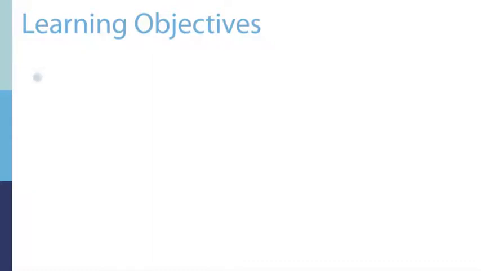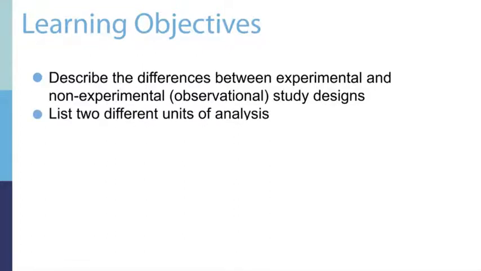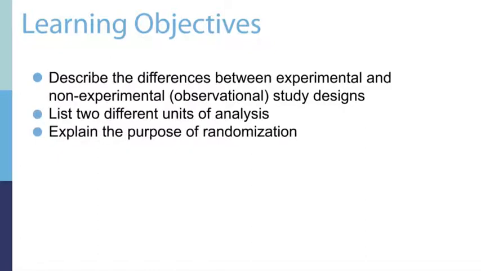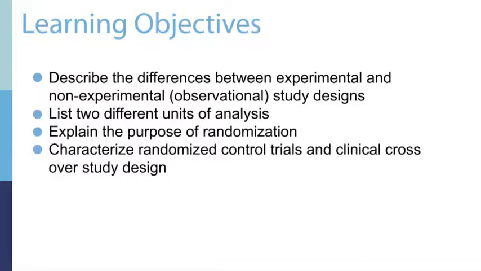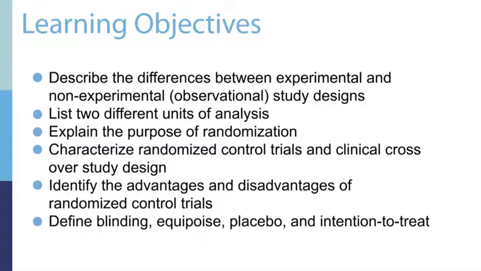They include: describe the differences between experimental and non-experimental or observational study designs, list 2 different units of analyses, explain the purpose of randomization, characterize randomized controlled trials and clinical crossover study designs, identify the advantages and disadvantages of randomized controlled trials, and define the following terms: blinding, equipoise, placebo, and intention to treat.